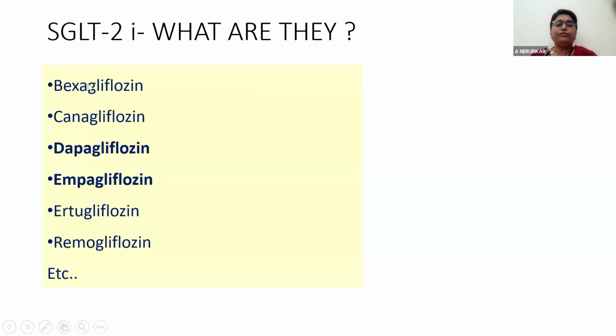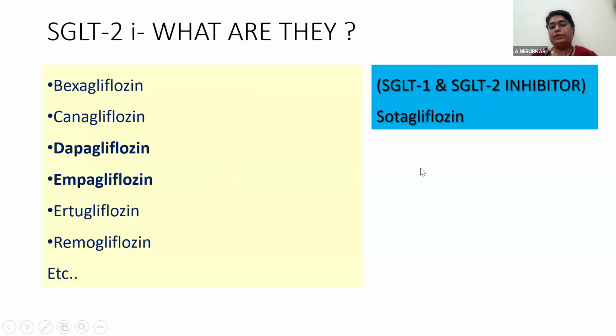So now we have to know that any drug which has gliflozin in its name is an SGLT2 inhibitor. Dapagliflozin is the most commonly available and used. Empagliflozin is going to be shortly available. There is one drug, sotagliflozin, which is available, which inhibits both SGLT1 and SGLT2.